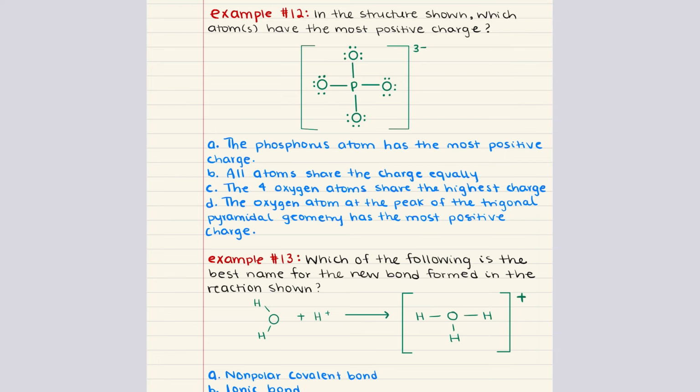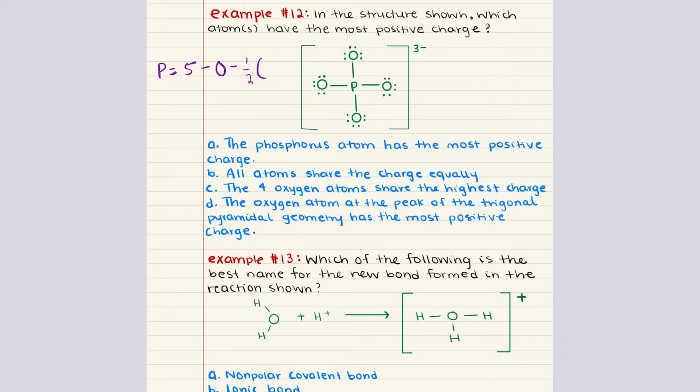Now, in order to answer this problem, we're going to have to analyze the distribution of charges in this phosphate ion. And to do that, we're going to have to calculate the formal charge on the phosphorus atom and on each oxygen atom. So let's go ahead and start with the formal charge for phosphorus. Remember, formal charge is the number of valence electrons, which is 5, for phosphorus, minus the number of non-bonding electrons or lone pair electrons, phosphorus has 0, minus 1/2 the number of bonding electrons.